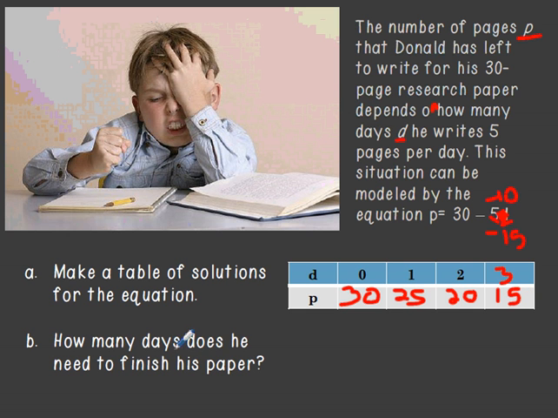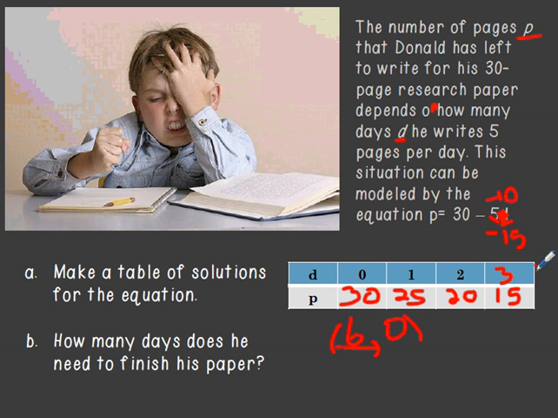Okay, so how many days does he need to finish his paper? So if he's doing 5 pages a day, well, we can see at 3 days, he's halfway through, right? So can we double that and say that in 6 days, he will have 0 pages to go?